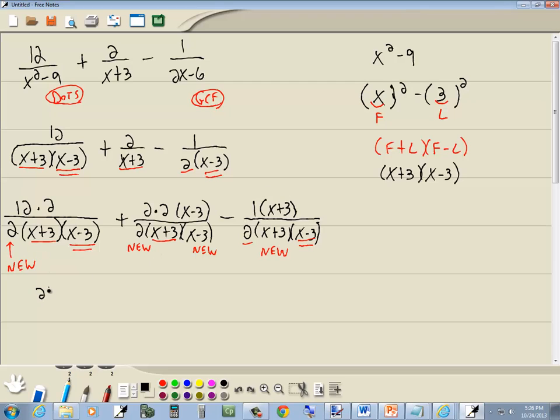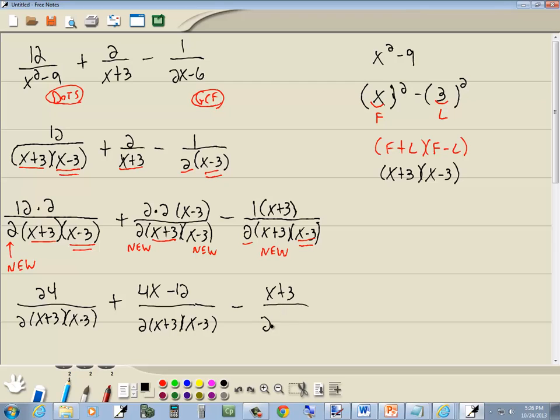Okay, 12 times 2 is 24 over our denominator. Plus 2 times 2 is 4, and I'll multiply it through. 4 times x is 4x. 4 times negative 3 is negative 12 over our denominator. Minus 1 times anything doesn't change it, so that's x plus 3 over our denominator.